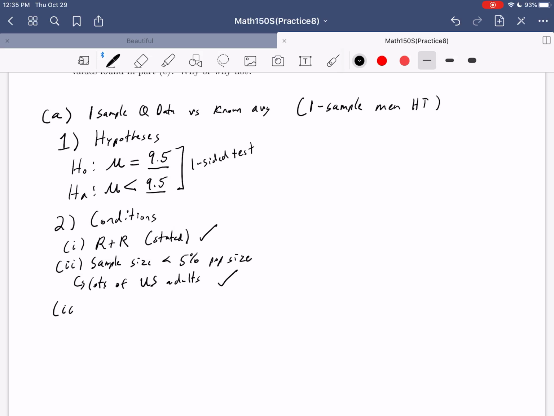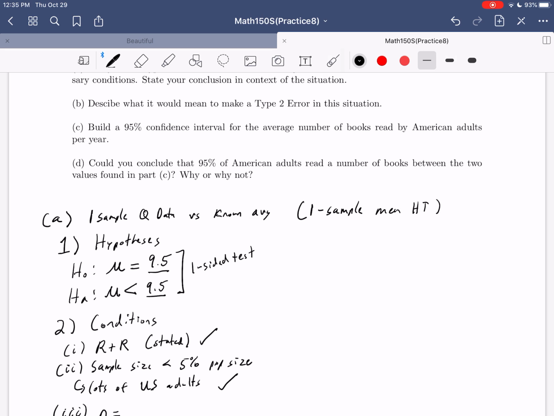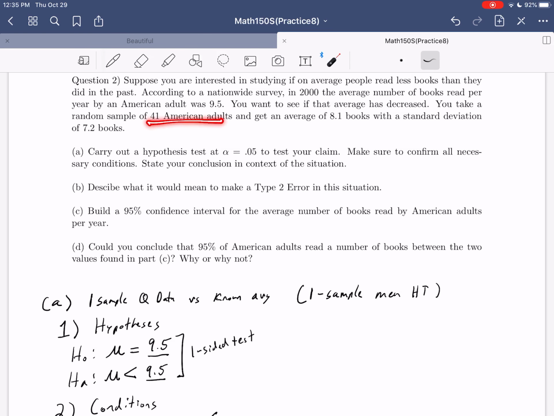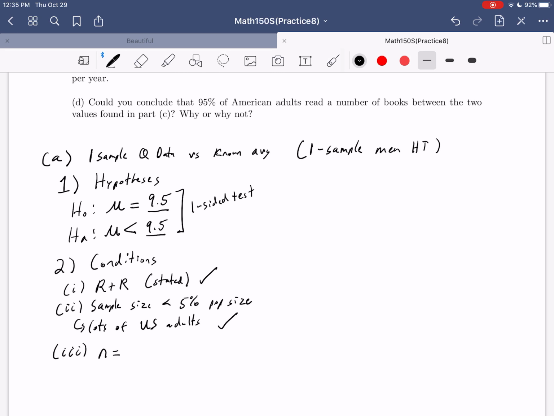All right, and condition 3. Remember, for condition 3, you have two different ways of verifying it. If you have the raw data, you have to check that the raw data looks approximately normal. Or you have to hope that you have enough data. And in this case, we do. We need to confirm that we have more than or equal to 30 data points. Our sample size, if we look back up here, is 41 American adults. So our n would be equal to 41, which is greater than or equal to 30. So we're all good. All three conditions are satisfied.